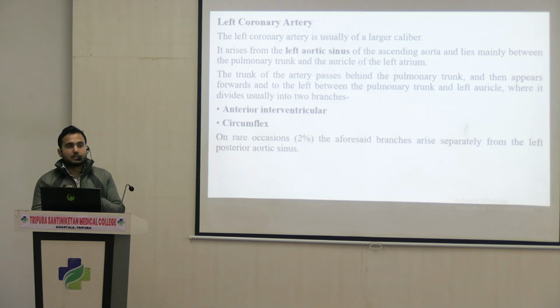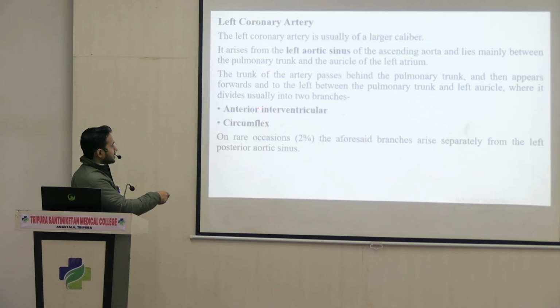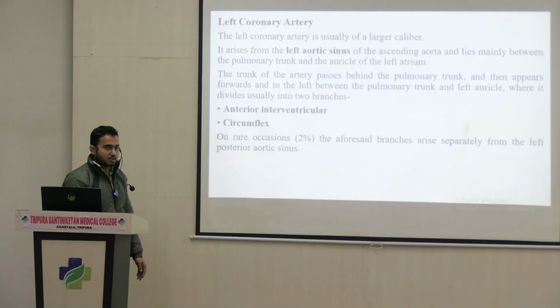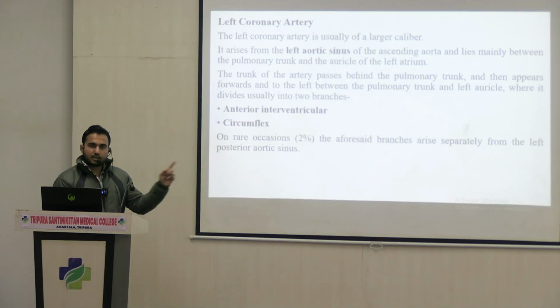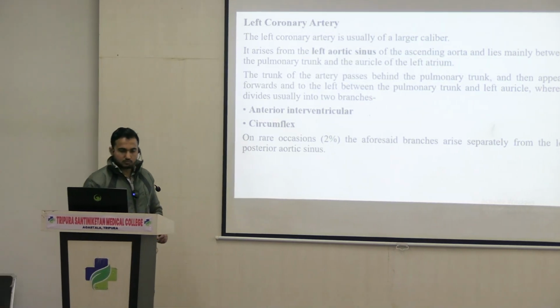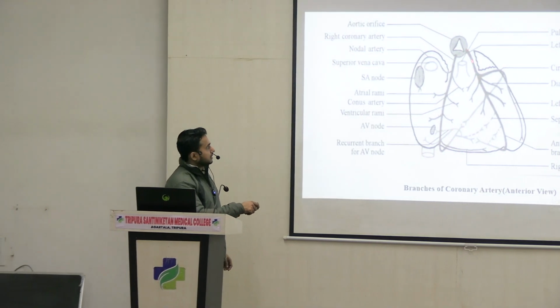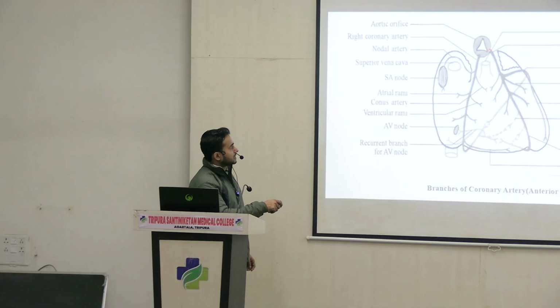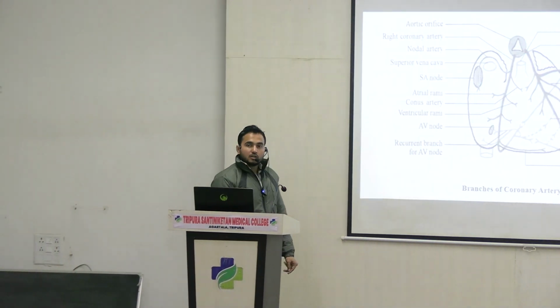Now we have to see the course and termination, particularly for these two branches, the anterior interventricular and circumflex. Among them the larger one is the anterior interventricular artery, which is the direct continuation of the left coronary artery. Now again I will use that easy diagram to explain the course. So here you can see, this is the left coronary artery. From the left aortic sinus it is arising. This is the left auricle and this is the pulmonary trunk.